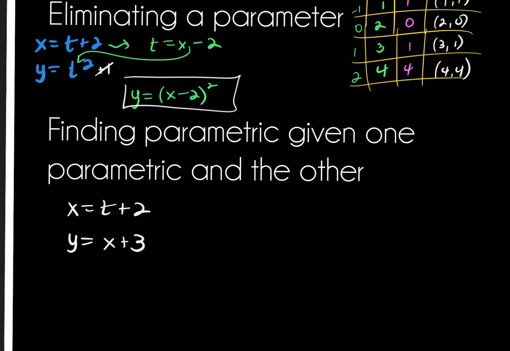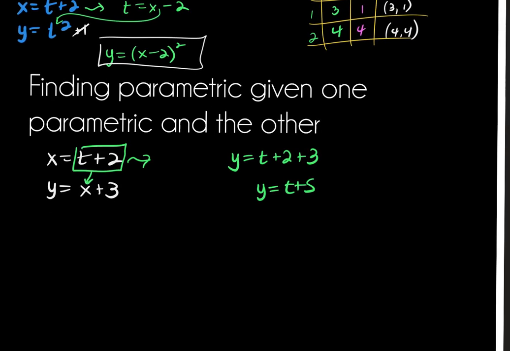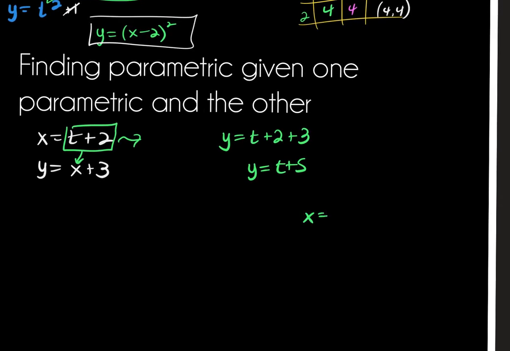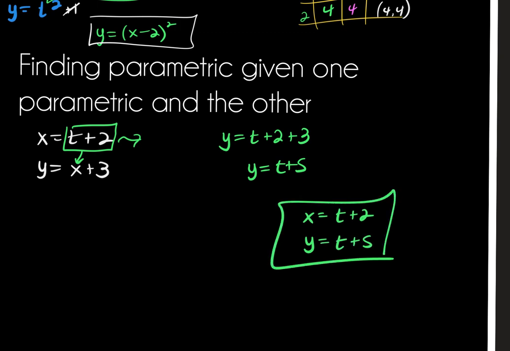So whichever one does not have the t, you need to introduce the t into it. So I take the one that does have the t, which in this case would be x. If it wasn't solved for x, I'd solve it for x. This one already is. And then I would take what x equals and plug it into the other one. And I get y equals t plus 2 plus 3. And y equals t plus 5. And the answer to this question will be 2 equations. The first one, solve for x, so x equals t plus 2, and the second one solve for y, so y equals t plus 5.